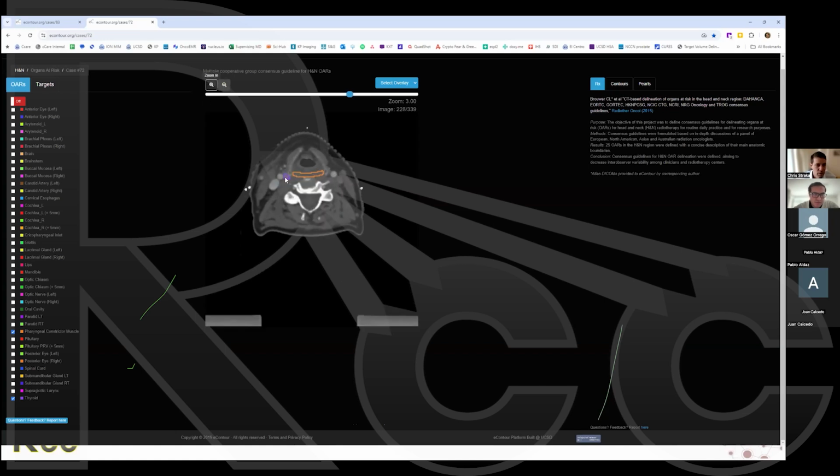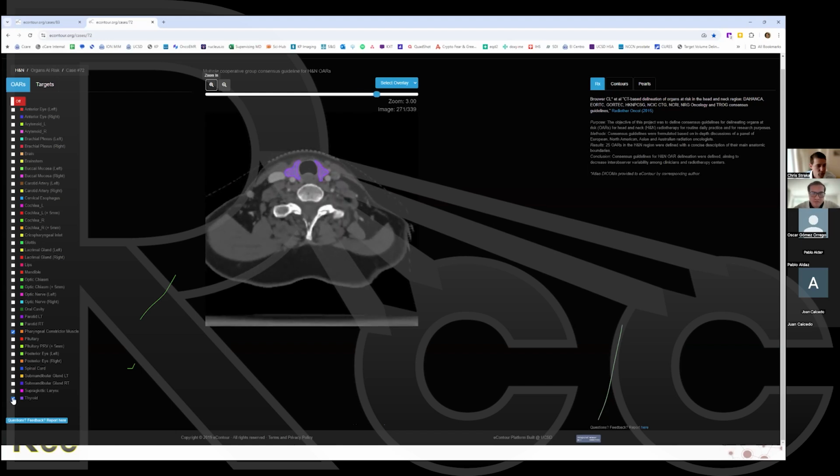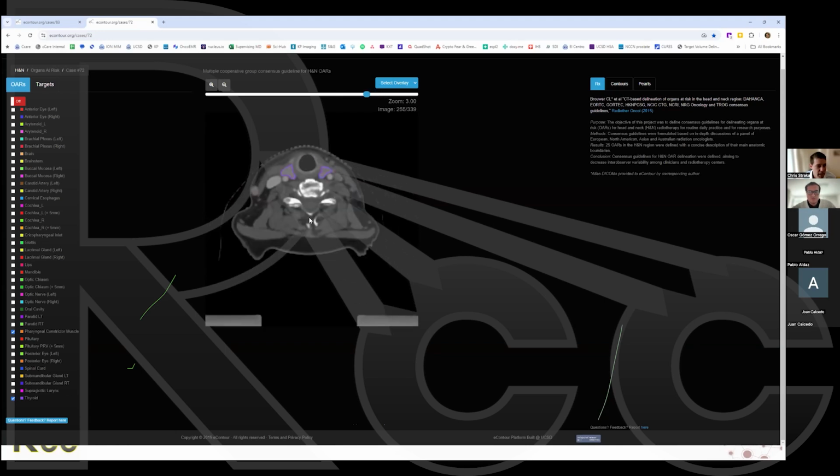You can get fooled if you're right next to a vessel on an individual slice, but if you scroll up and down, you should be able to find it in a pretty straightforward fashion. It's a bilateral organ. It's on the side of the larynx. If I turn off this contour quickly, you can see it's a homogeneous, lighter gray organ that again is worth sparing when you can. Let's see, was there any other?